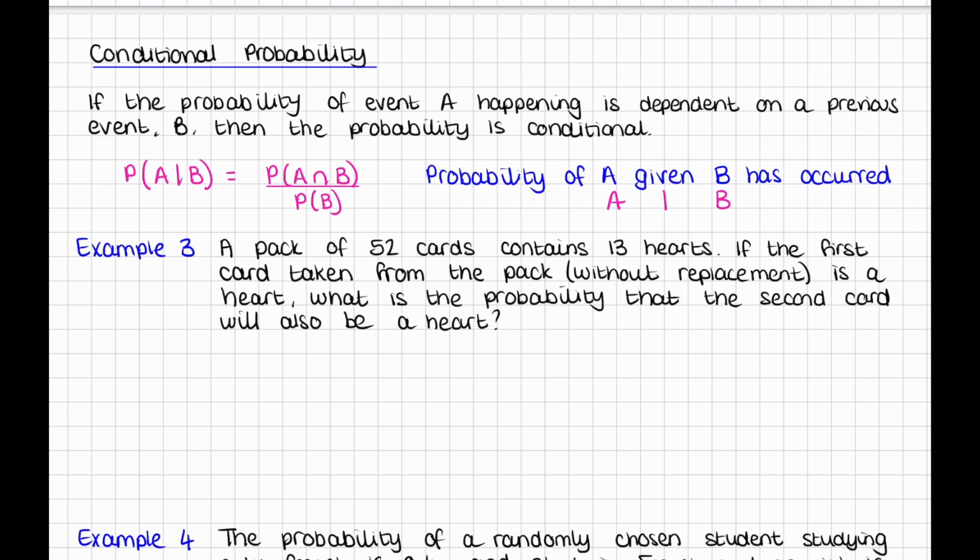This is another important rule and a really good rule to make sure you know how to use. In exams, it does come up quite often. A pack of 52 cards contains 13 hearts. If the first card taken from the pack without replacement is a heart, what is the probability that the second card will also be a heart?